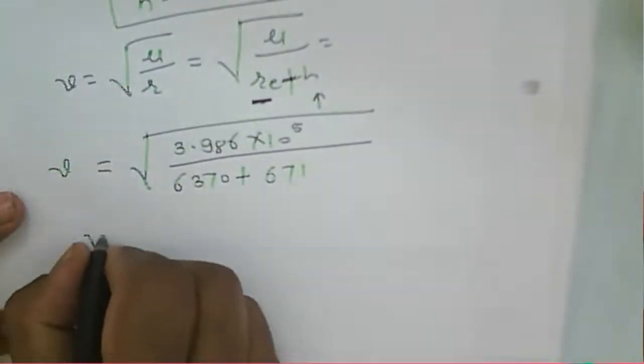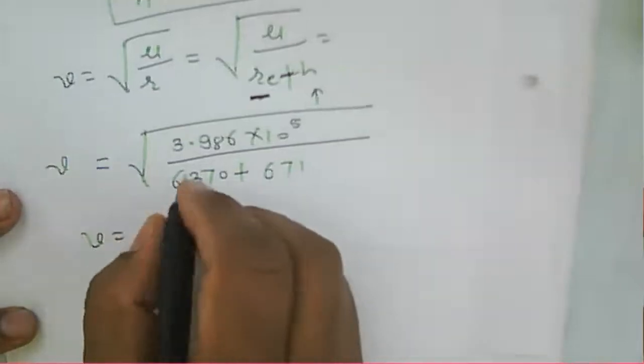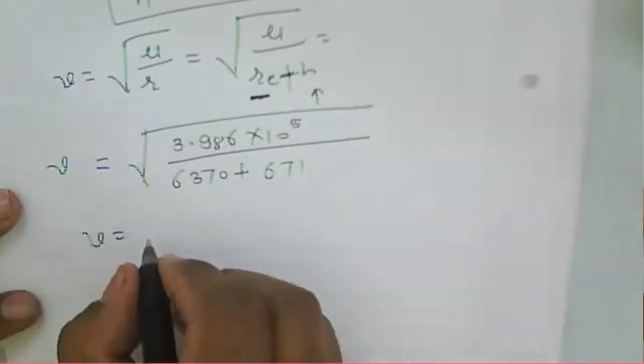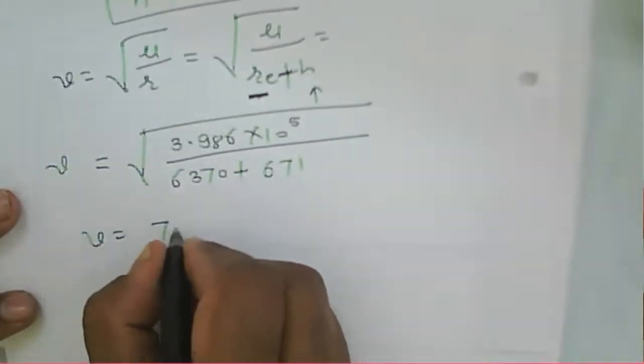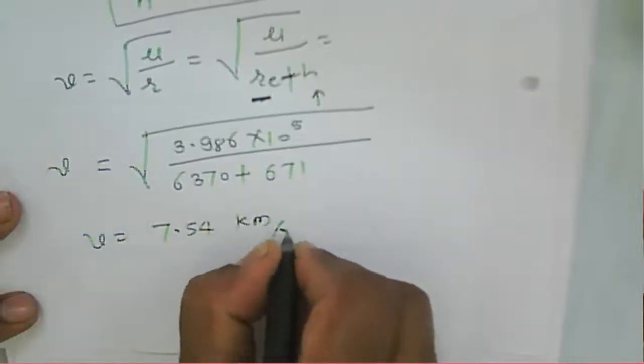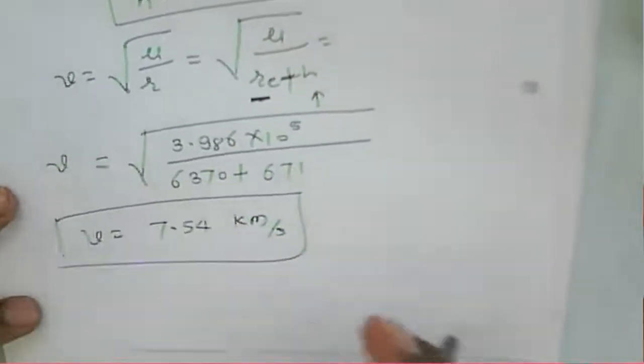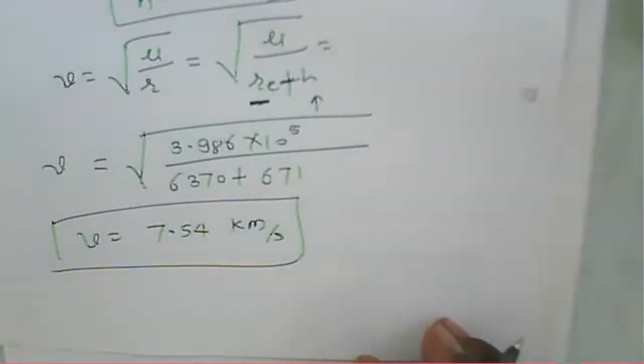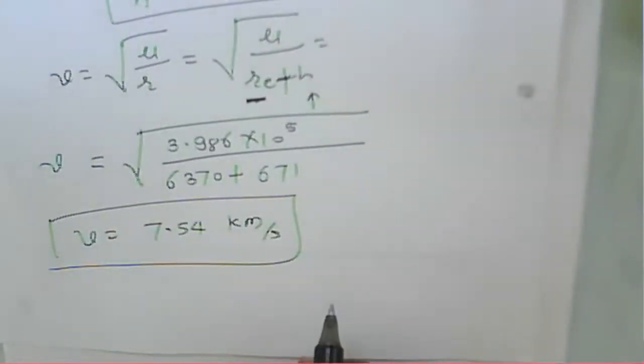So we can calculate that, and after solving, we'll get the velocity of a satellite, that becomes 7.54 kilometer per second. That is the velocity of a satellite. Okay, V is equal to 7.54 kilometer per second.